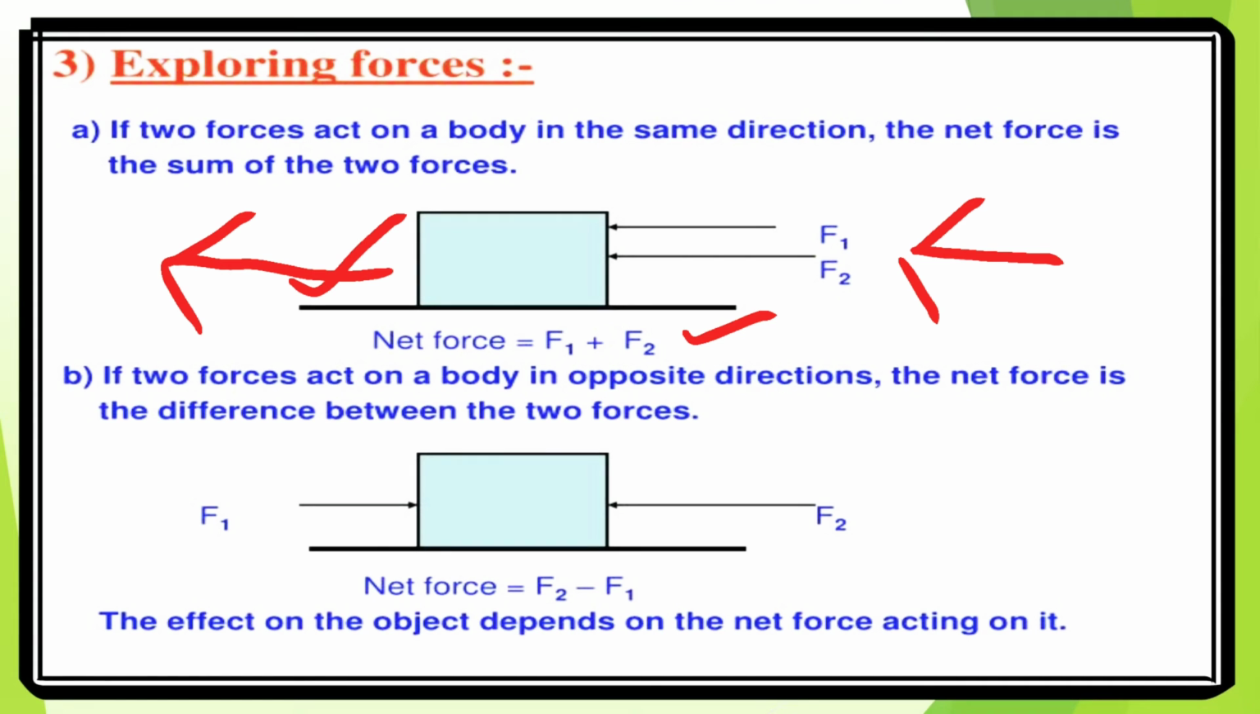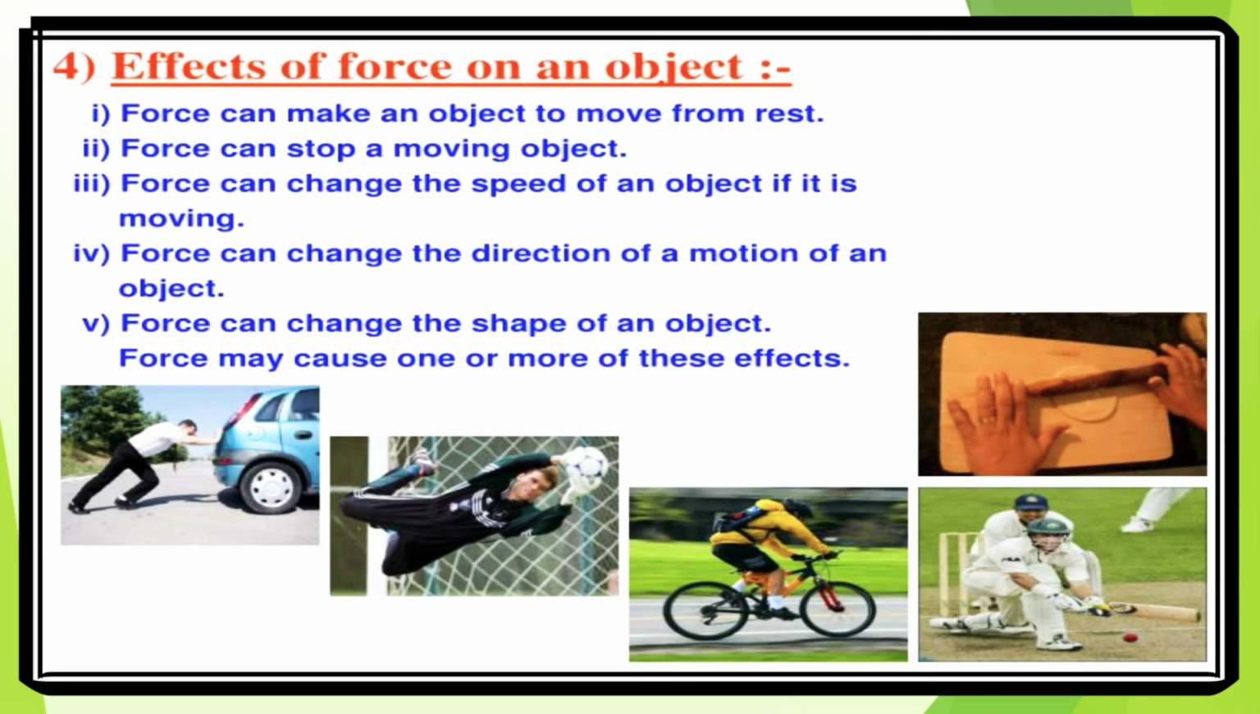Now look at the second figure. The same block is kept but force is applied in the opposite direction. So what will happen here? Your block is not going to move anywhere because force is applied from two different directions, from opposite directions. So your total force, your net force will be 0. That means your block is not going to move. That is the type of force.